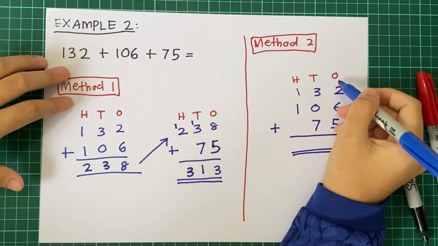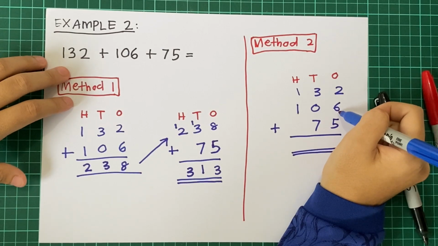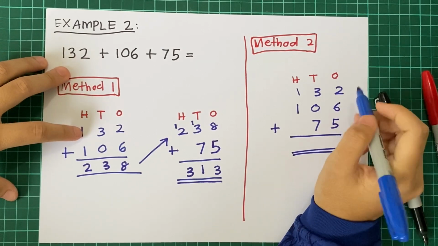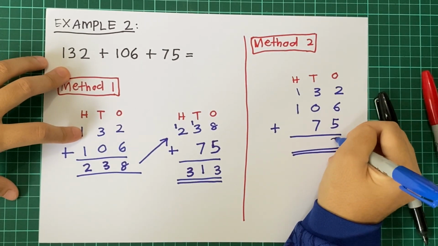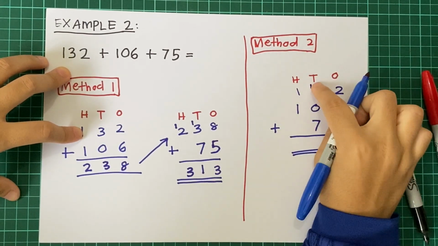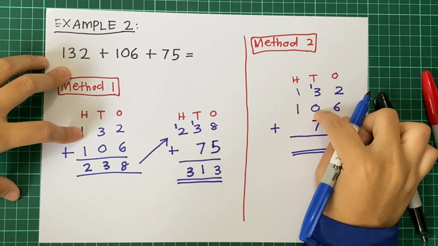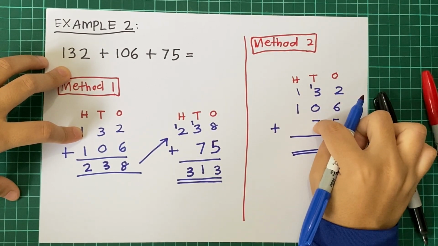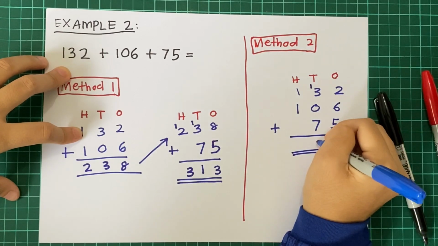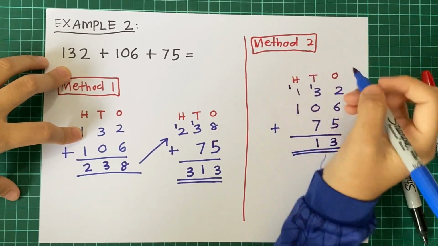Alright, start with ones. 2 plus 6 equals to 8. And then you plus with 5, you get 13. Write down 3 here. Bring up 1 to tens. 1 plus 3 equals to 4. 4 plus 0 is 4. And then you plus with 7 equals to 11. Put 1 here and bring up 1 to the next side.